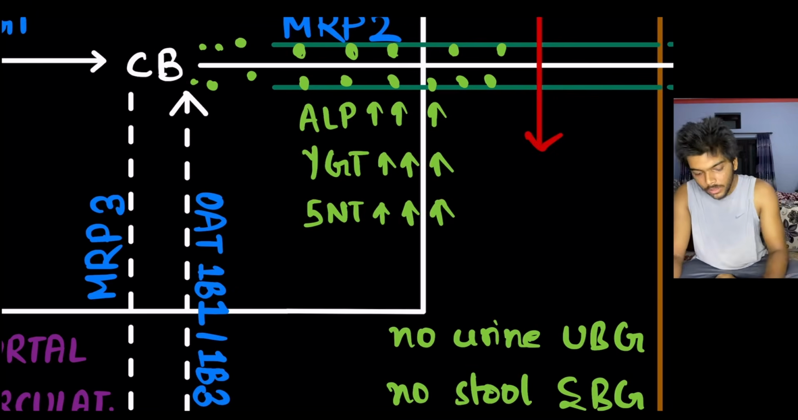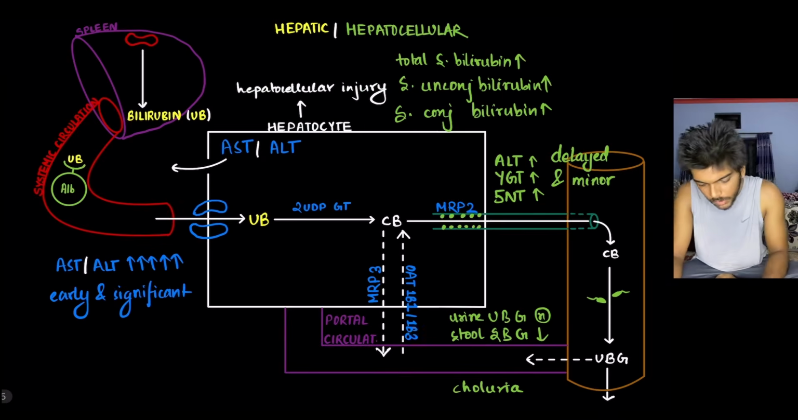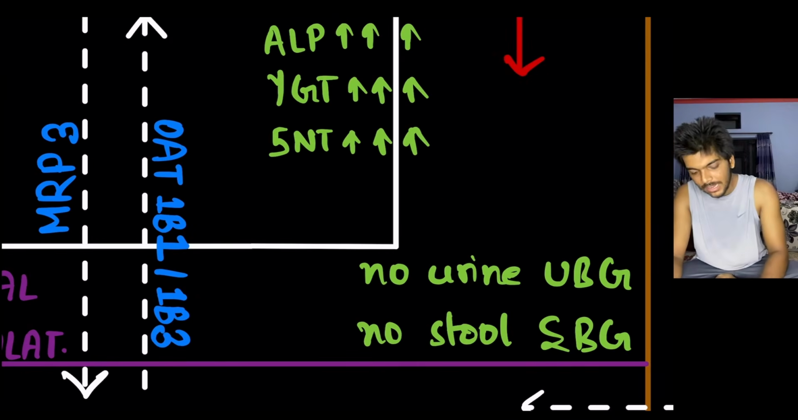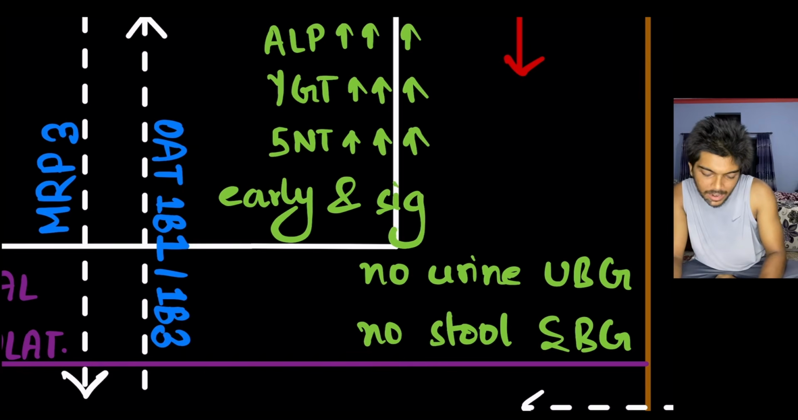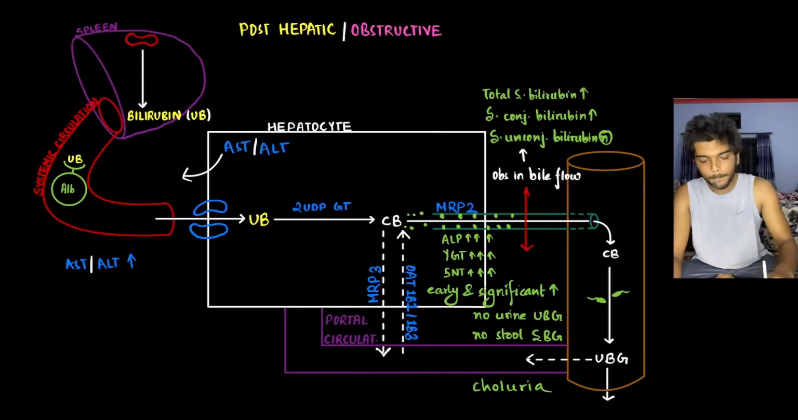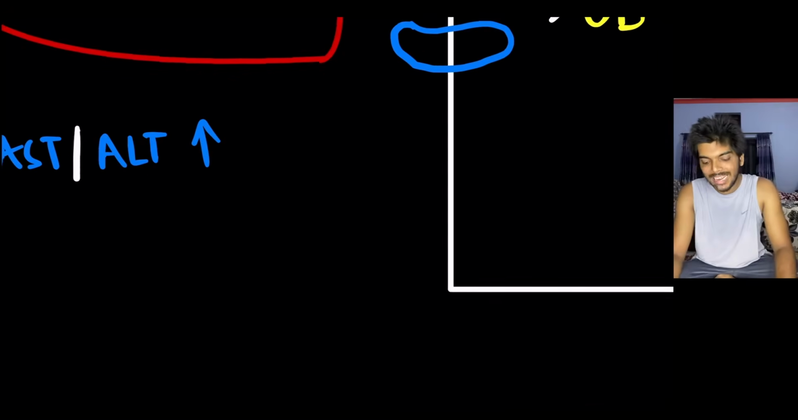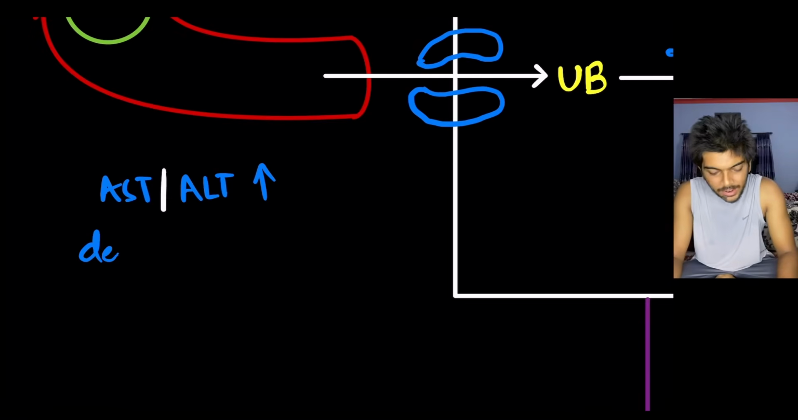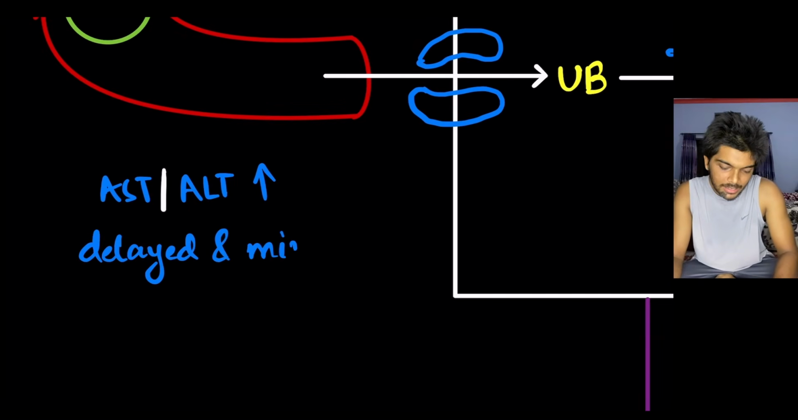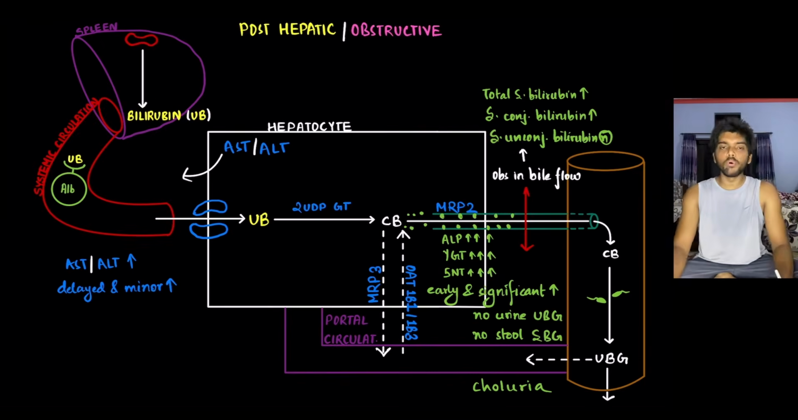So first, early and significant rise is that of biliary canalicular enzyme. But late, delayed, and minor rise is that of hepatocytic enzyme in case of post-hepatic or obstructive jaundice.